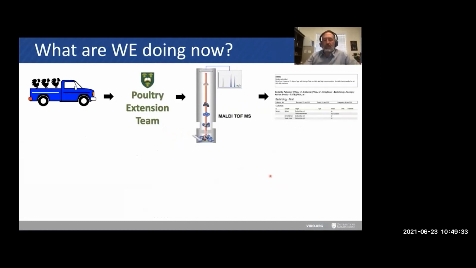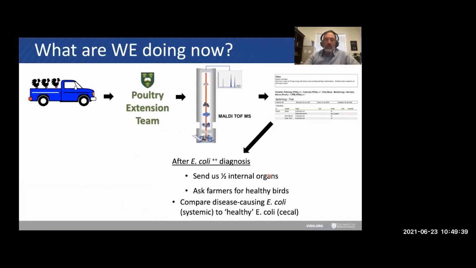So the producer still brings in the dead birds to the poultry extension team. It still gets diagnosed. Now, after an E. coli diagnosis, a positive diagnosis, we've asked poultry extension to save us half of the internal organs. And at the same time, we go back to these farmers and say, okay, you've had an E. coli positive infection on your farm. Can you supply us with healthy birds out of that same flock?